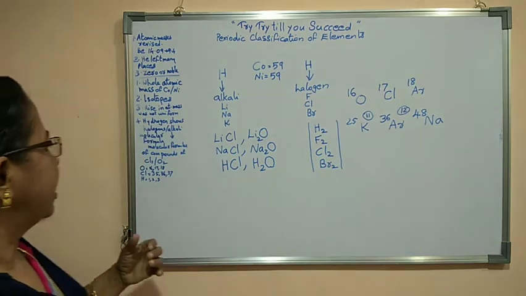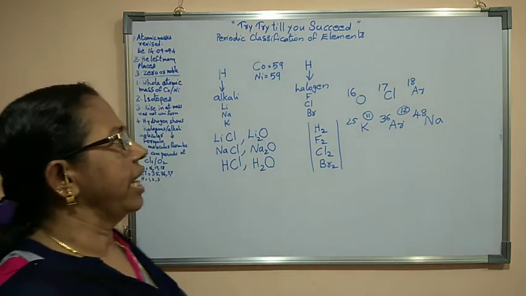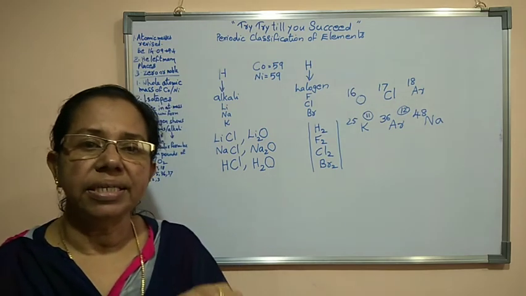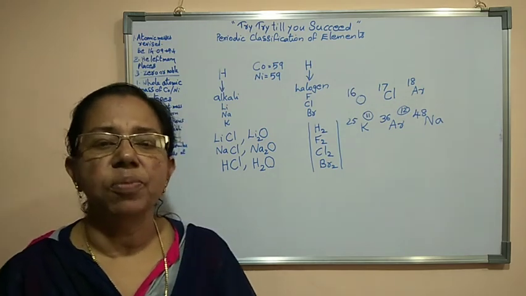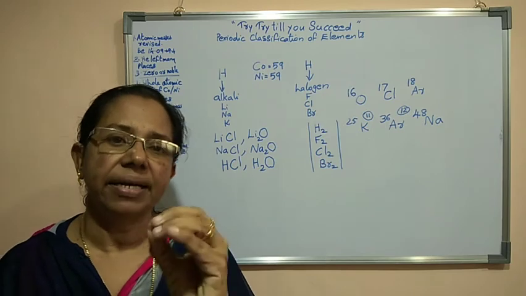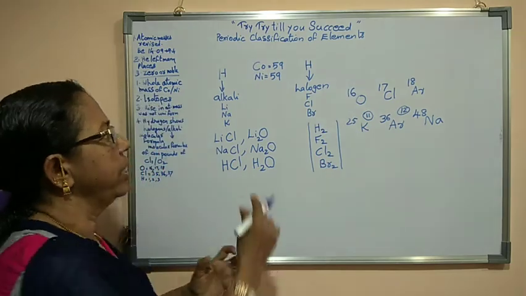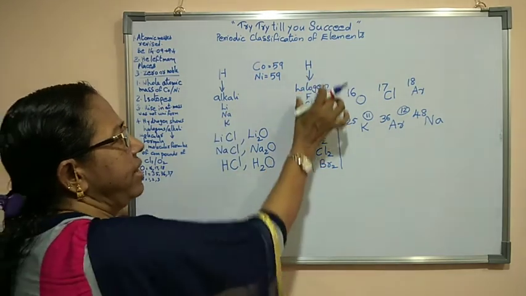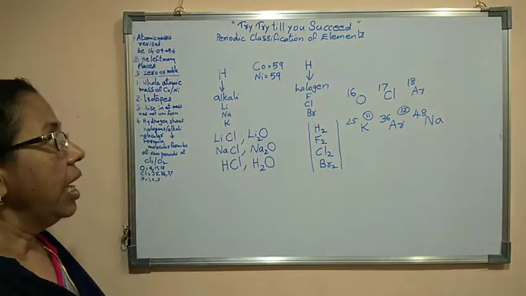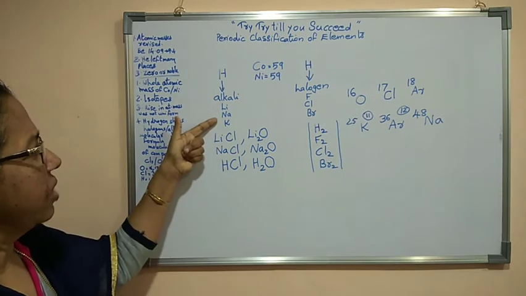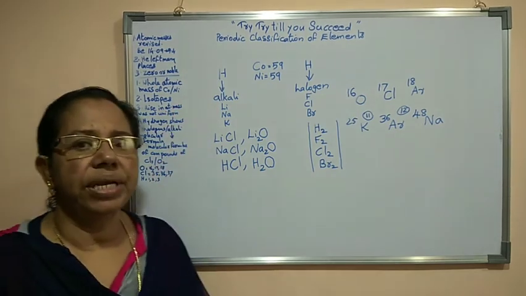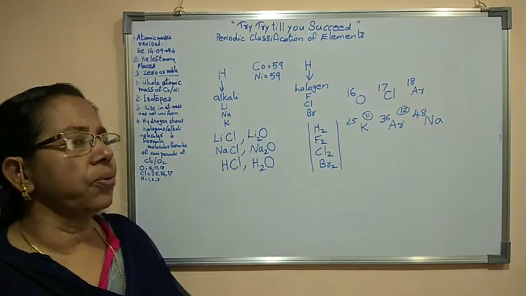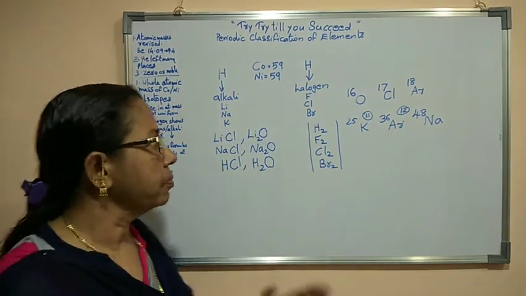Now, last demerit of Mendeleev's periodic table: he faced a lot of problems for arranging hydrogen. Hydrogen was showing properties similar to alkali metals as well as halogens. For alkali metals, I have written a few examples here: lithium, sodium, potassium. For halogens, a few examples: fluorine, chlorine, bromine.